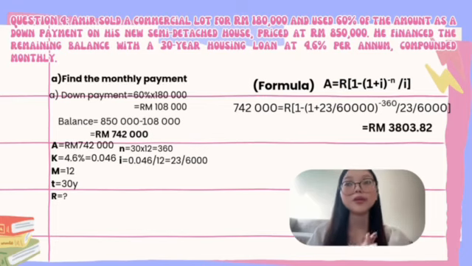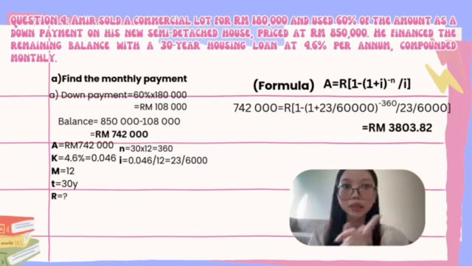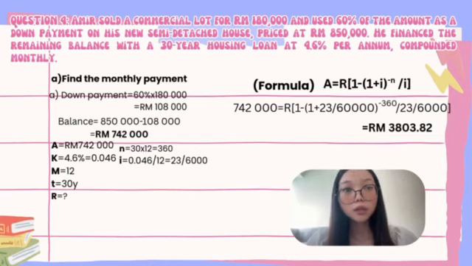Good morning, so today I'm going to explain how to find the monthly payment. So the first thing we need to do is find the down payment. So look at the question, we need to list down what is the down payment, what is the price. So let's calculate them. So the down payment is 60% times 180,000 and the answer will be 108,000. So with the total down payment, we need to minus with the price of the semi-detached house. So 850,000 minus 108,000. So the answer will be 742,000.